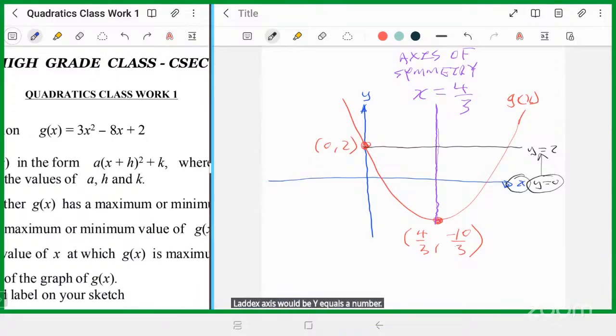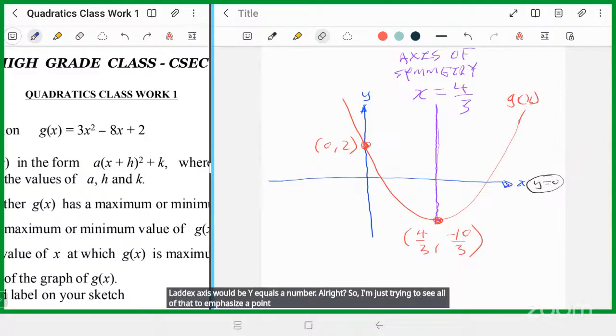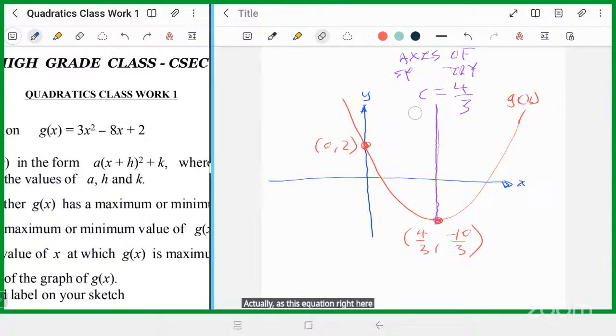Alright? So I'm just trying to say all of that to emphasize the point that that vertical line actually has this equation right here. And then that was the sketch, guys. And that was the end of the question.